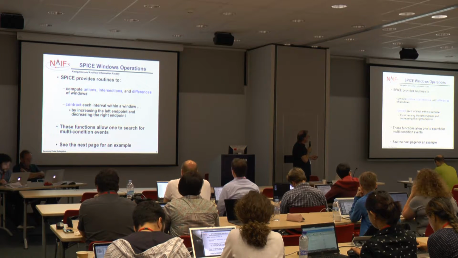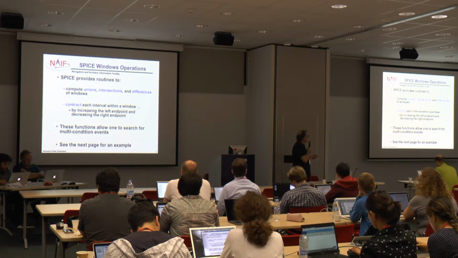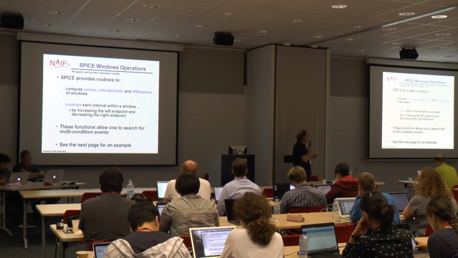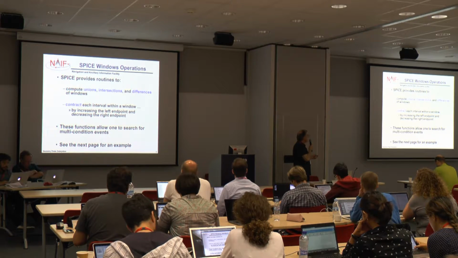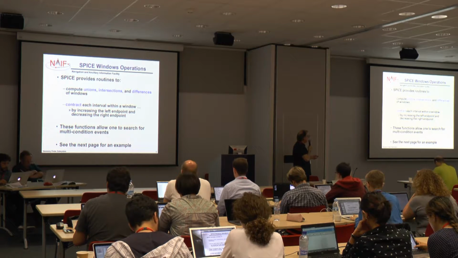This is a useful operation for eliminating small windows that exist only due to round-off error, and for making sure that windows do not exceed the actual times for which a condition is met. Now, why would you need to do this?